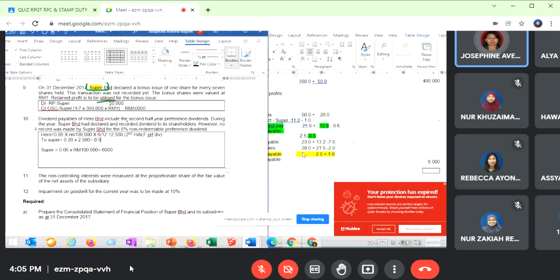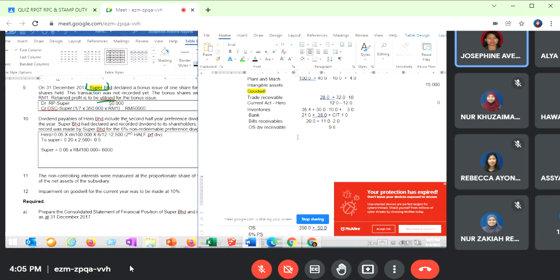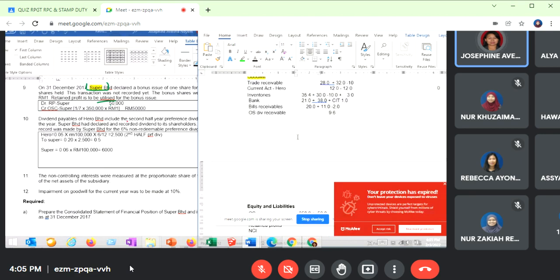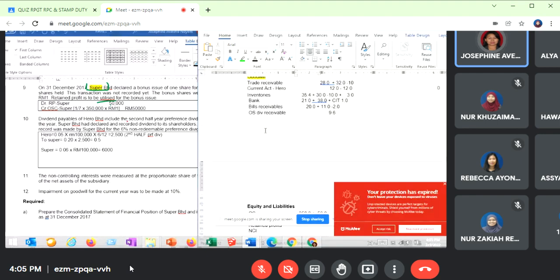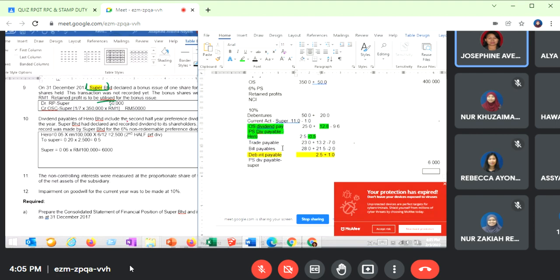We recognize first the dividends, but after that we do the cancellation. So that's why you don't see any preference dividend receivable. Okay, right, because that receivable account is already cancelled. So what remains in the payable account is only the amount that is paid to the non-controlling interest.